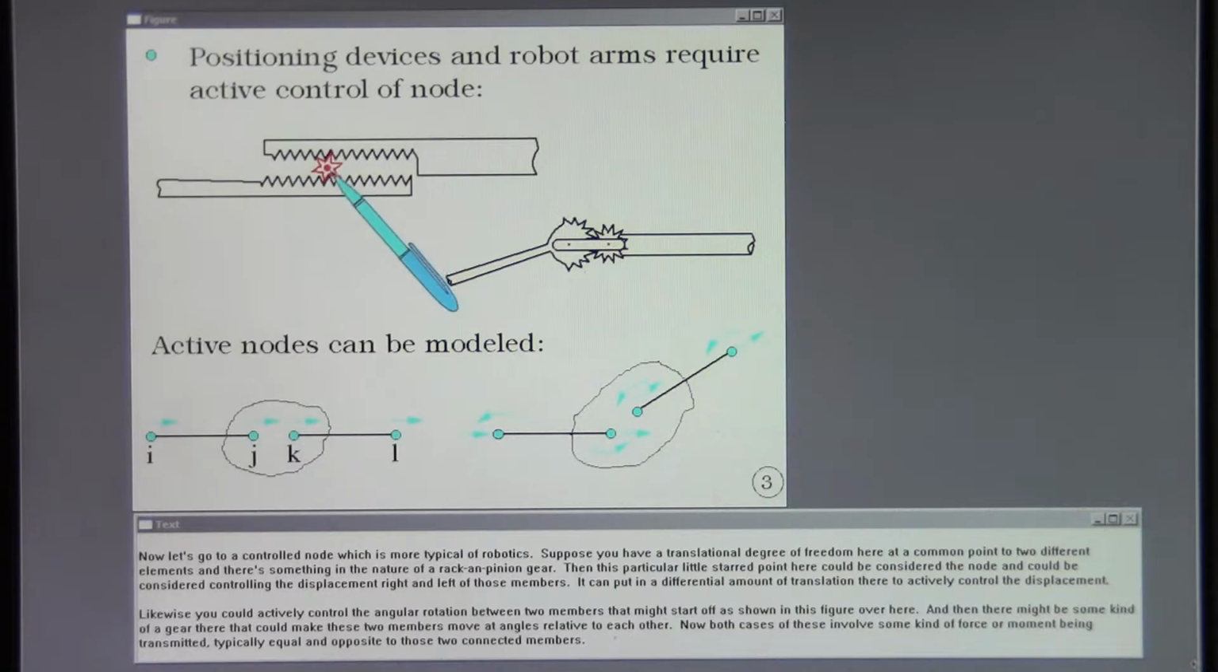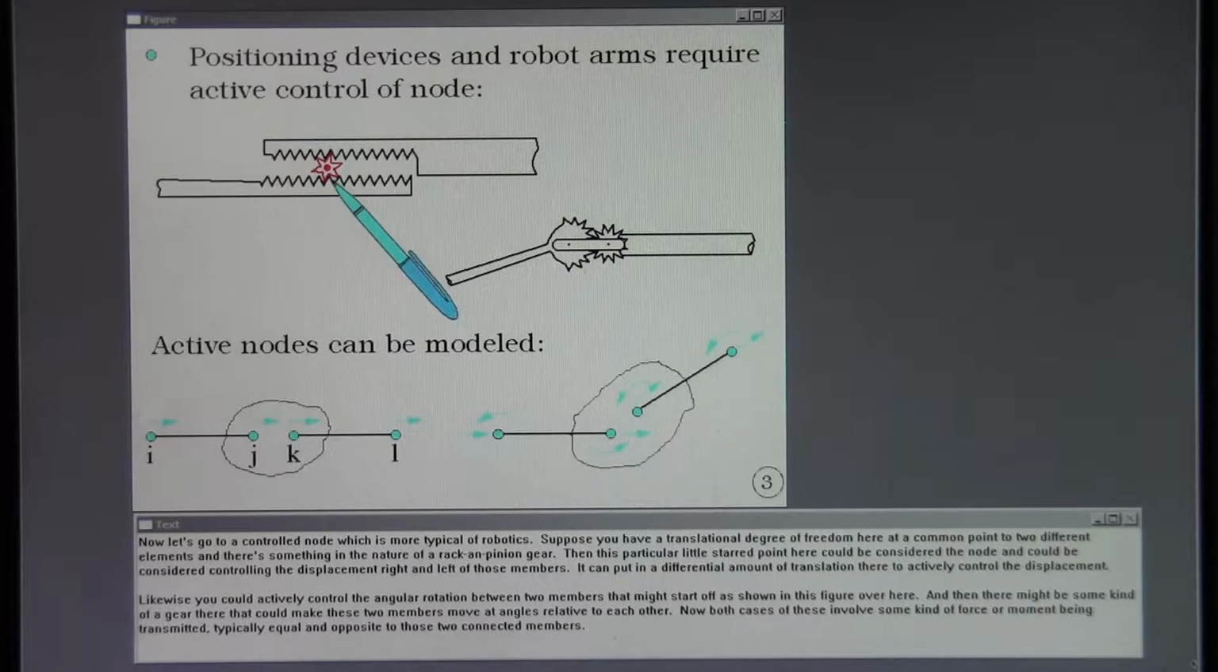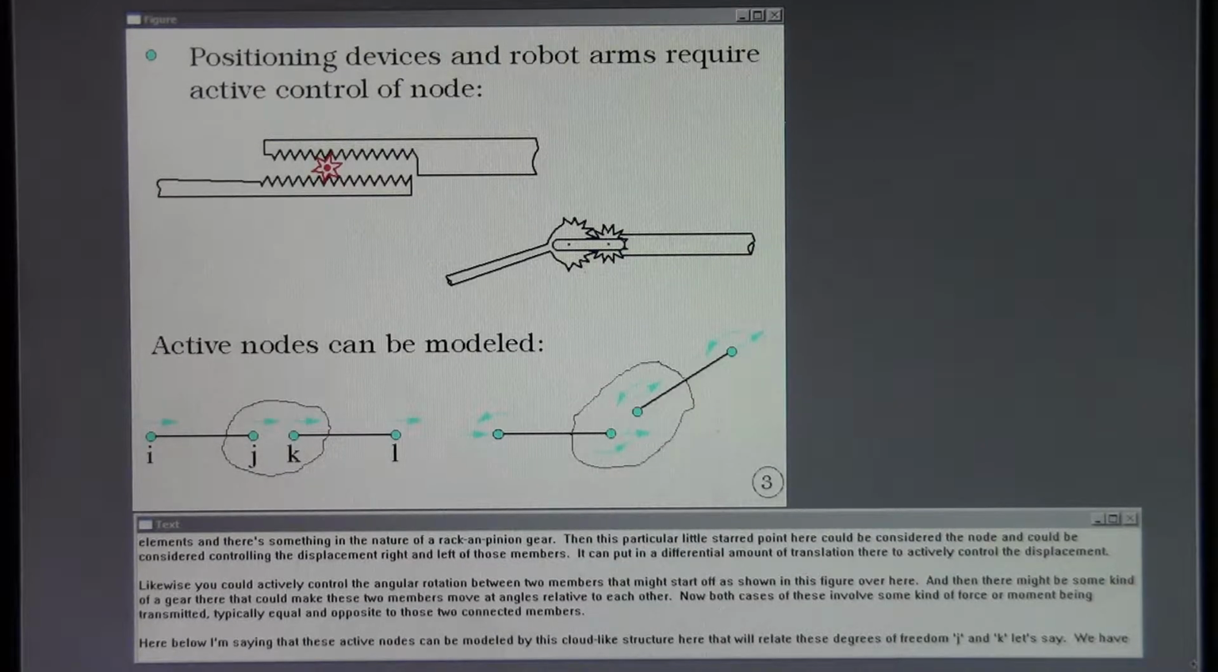Suppose you have a translational degree of freedom here at a common point to two different elements, and there's something in the nature of a rack and pinion gear. Then this particular little starred point here could be considered the node and could be considered controlling the displacement right and left of those members. It can put in a differential amount of translation there to actively control the displacement.